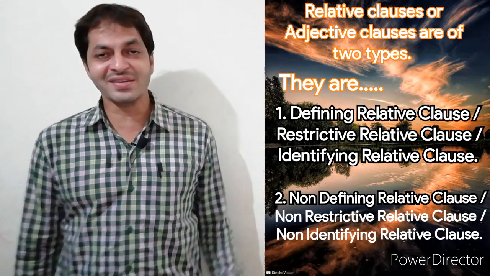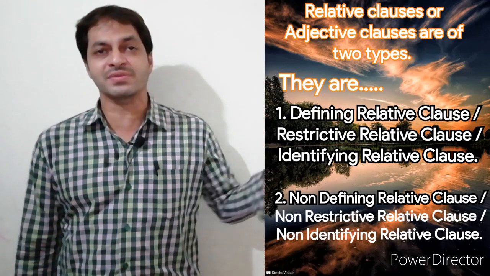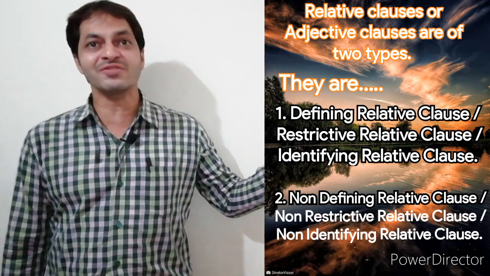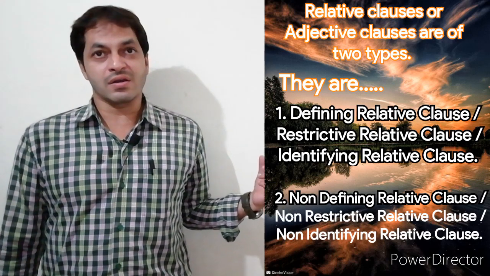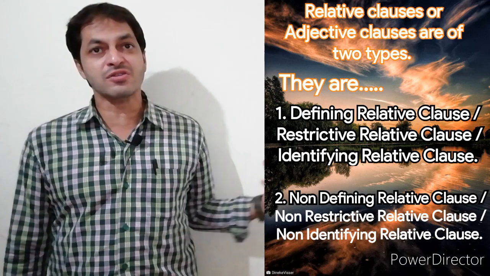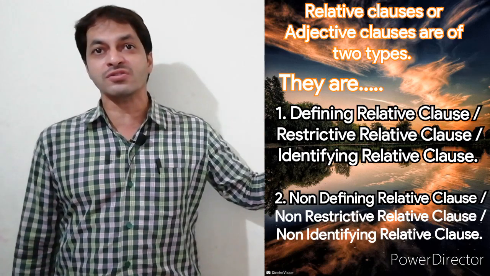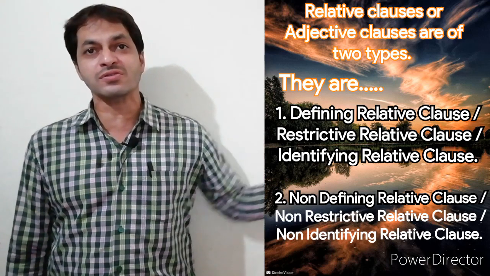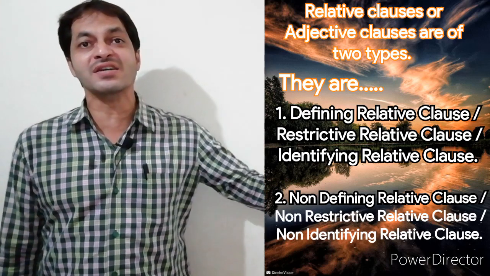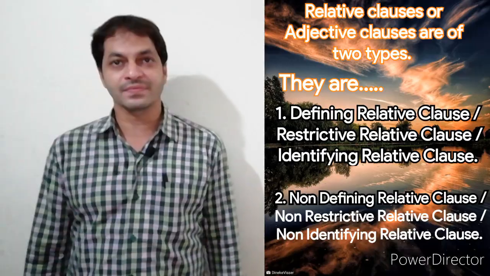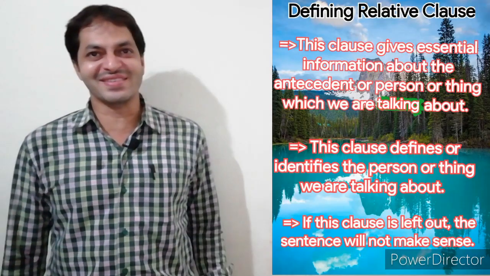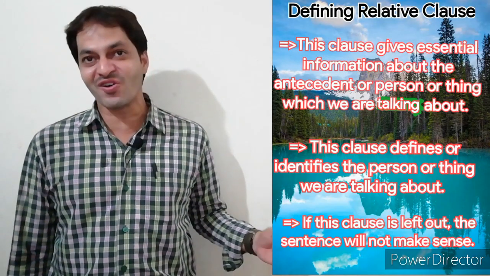Dear students, relative clauses are of two types. They are defining relative clause or identifying relative clause or restrictive relative clause. Second one, non-defining relative clause or non-restrictive relative clause or non-identifying relative clause. Dear students, let us now see defining relative clause.